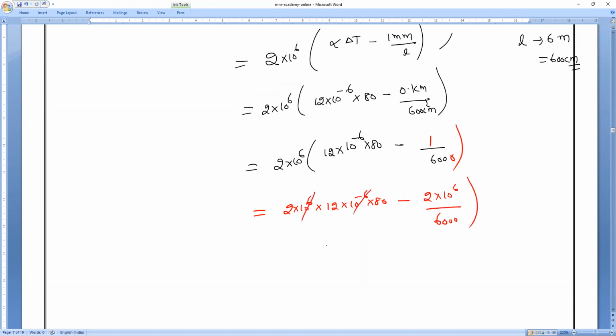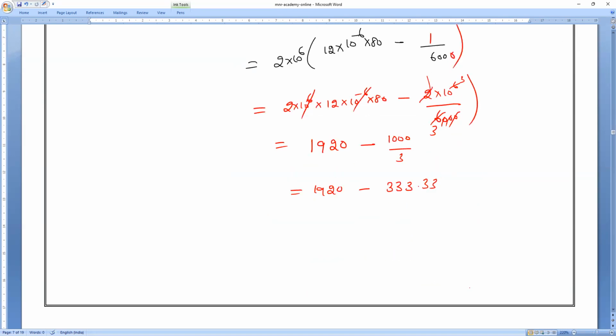Now 10 power minus 6 and 10 power 6 get cancelled. 12 twos are 24, 24 into 80, which we just calculated, is 1920. Now here 3 zeros get cancelled, and 3 remains: 2 ones are, 2 threes are. So 10 power 3 remains, meaning 1000 divided by 3. So it is 1920 minus 1000 divided by 3, which is 333.33. If I subtract it, the answer in kilogram per cubic centimeter comes to approximately 1857 kilogram per cubic centimeter.